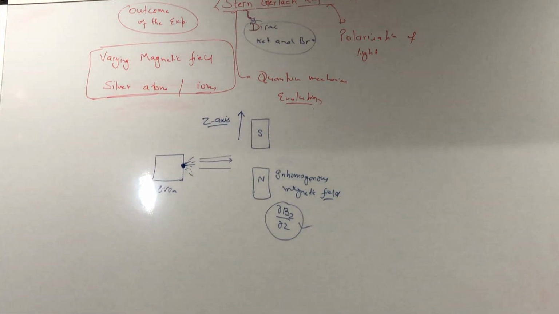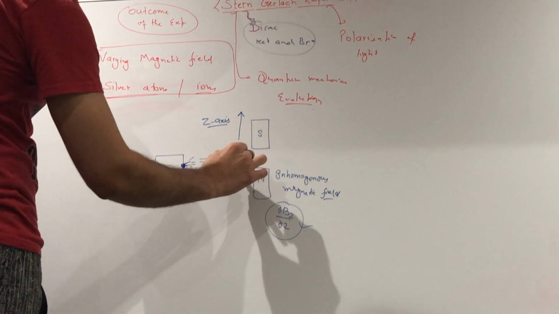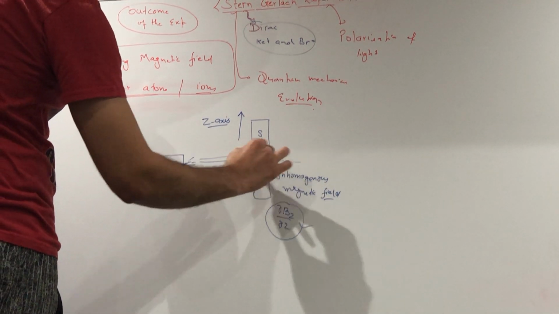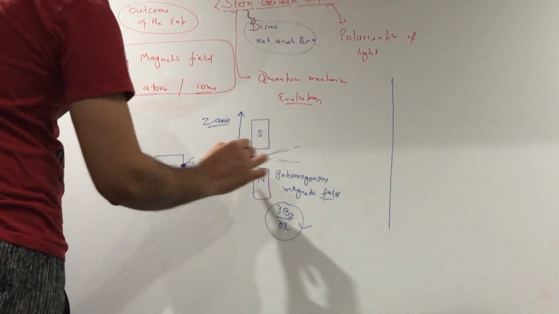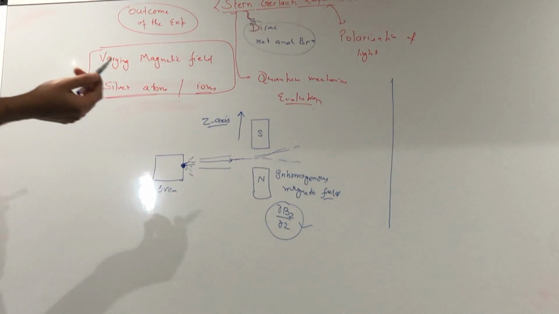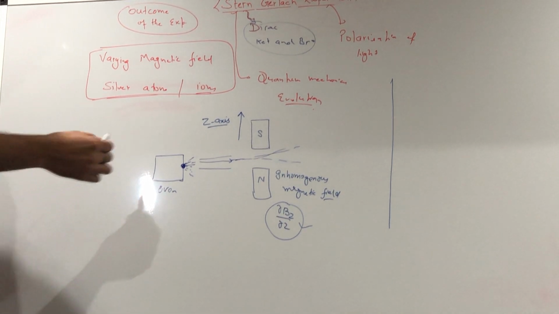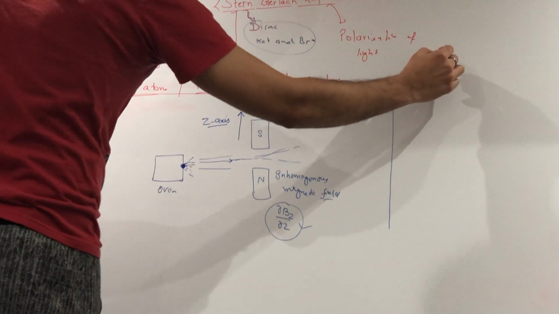So what happens, this fine beam of silver atoms passes through the magnetic field and it experiences a force deflection. Why does it experience a force? Because of the magnetic moment of the silver atoms.